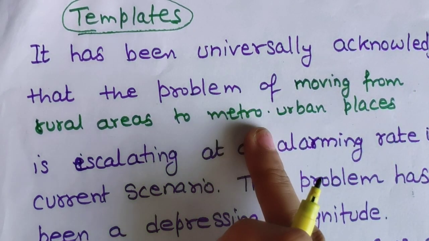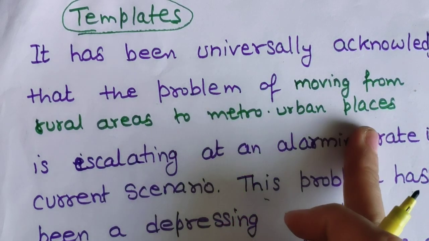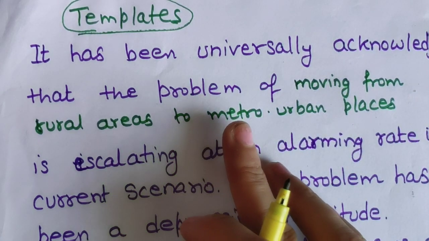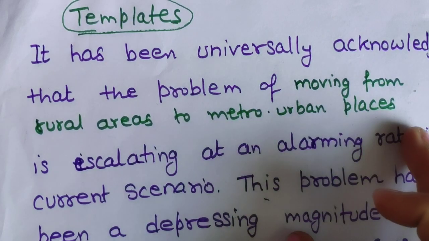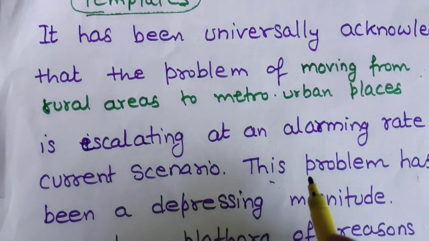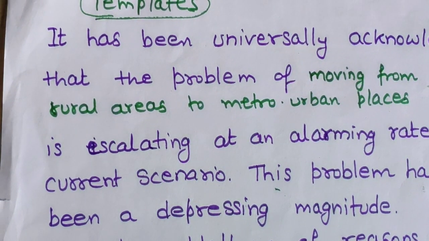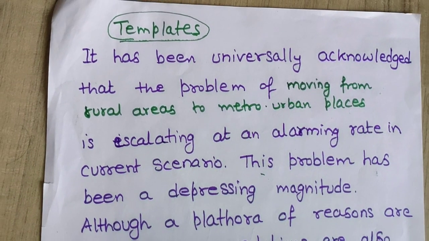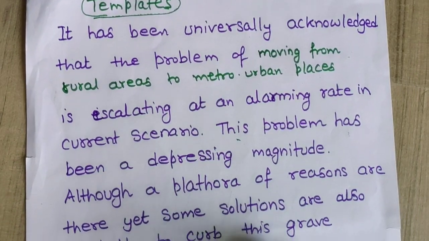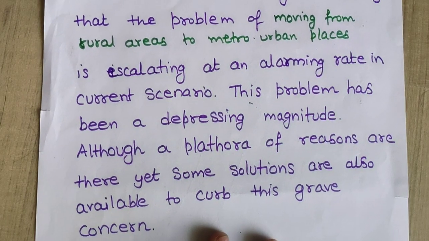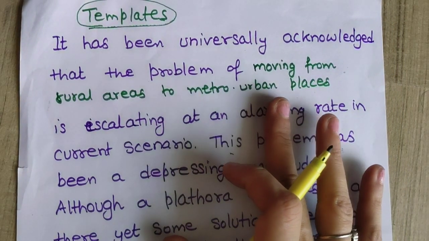If you don't want to write this, then you can just write only to urban places, to urban cities, or to large cities. Is escalating at an alarming rate in current scenario. So you have to write only the problem and use this template. Probably you should write it here.